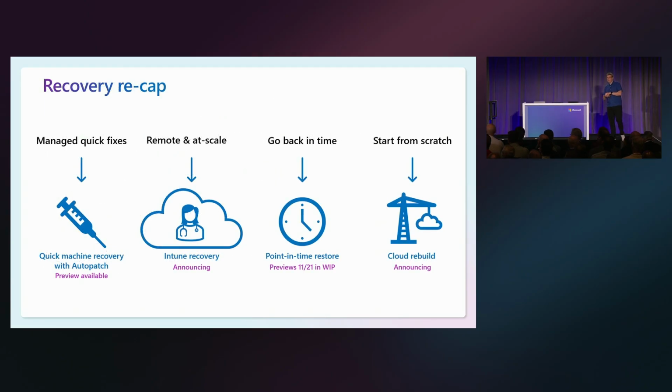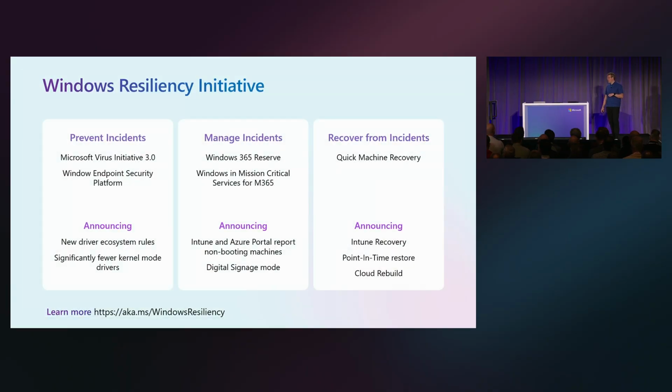So just to recap, we've got 4 new recovery capabilities that we talked about today. Managing quick fixes with AutoPatch for QMR, remote management through Intune recovery, send your devices back in time with point-in-time restore, and then start from scratch with Cloud Rebuild. And with that, I will hand over back to Kristian to wrap us up. Thank you, Aaron.